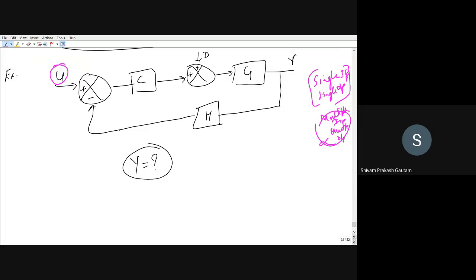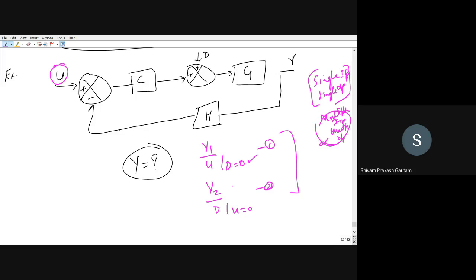The point here is not to discuss noise or multiple inputs, but to calculate what y will be. How can we proceed in this case? We can consider one input at a time. We can calculate y1 upon u, considering d is equal to 0. We can calculate y2 upon d, considering u is equal to 0. There are two conditions: in the first, we assume d is 0; in the second, we assume u is 0.